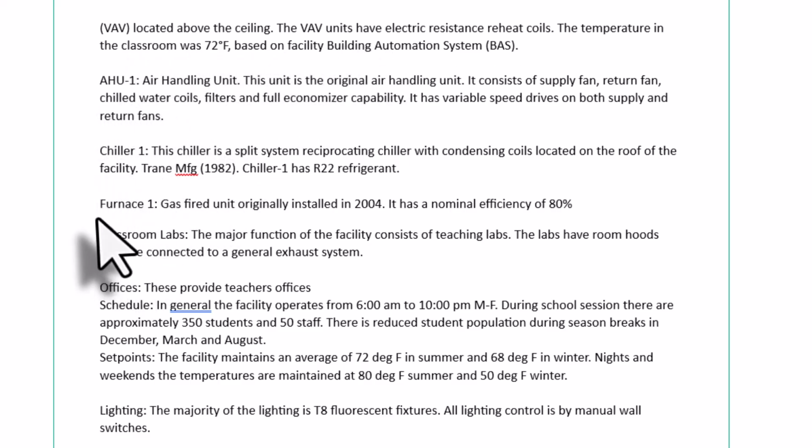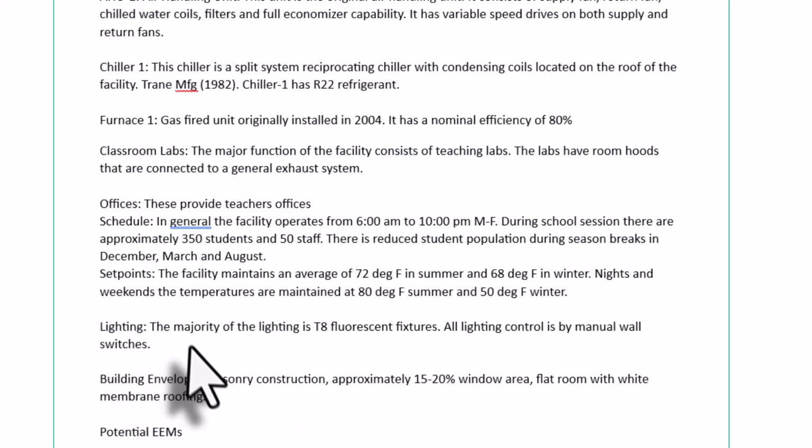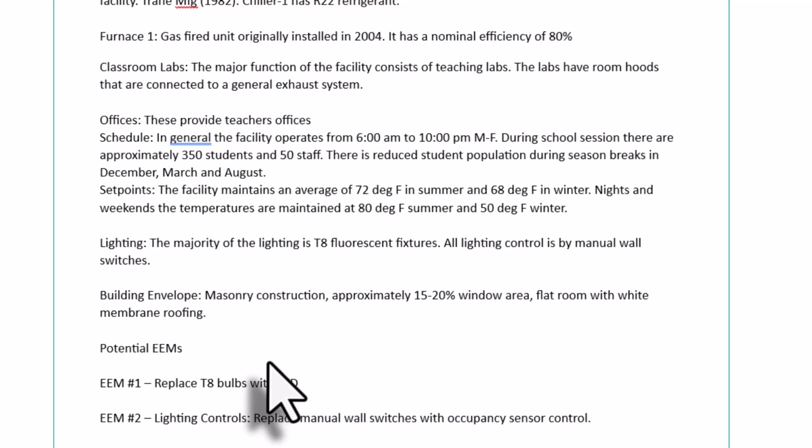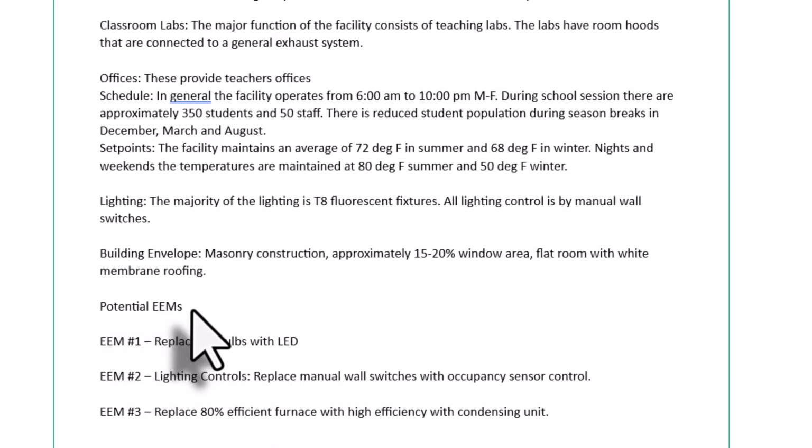There's a chiller. I threw in this gas furnace so that it made sense for your energy efficiency measure. It's a classroom facility with lots of labs. There's some offices. I talk a little bit about the lighting and the building envelope. And then I've outlined the potential EEMs, which is the EEMs that you calculated, 1, 2, and 3, which you will include into your report. You've already done the work on this.